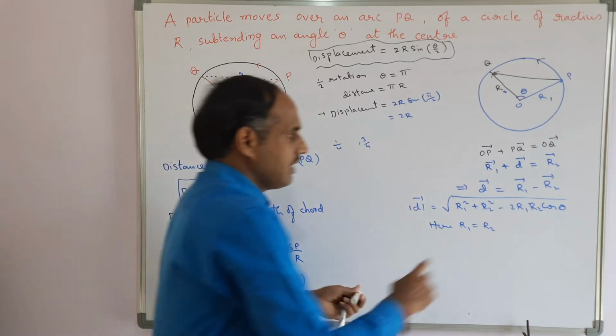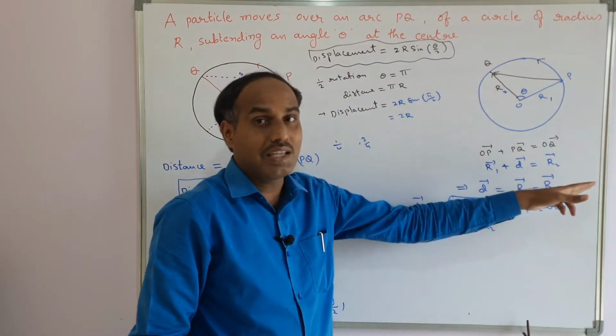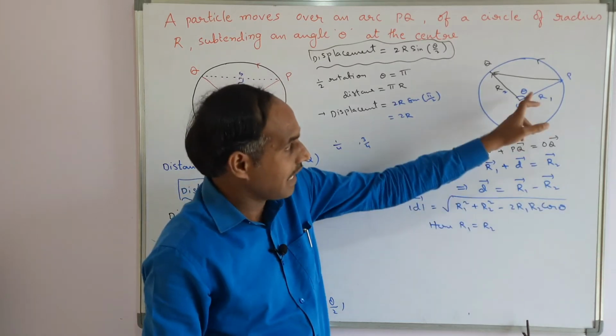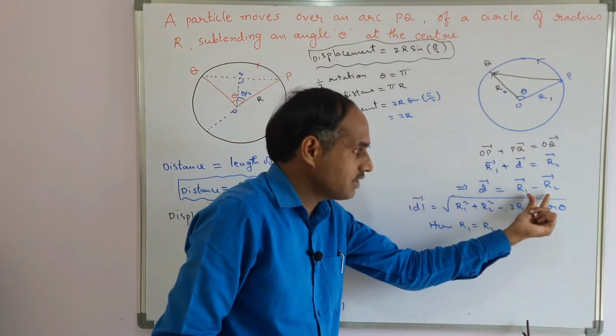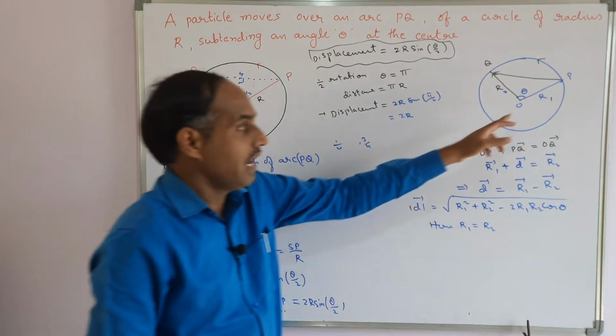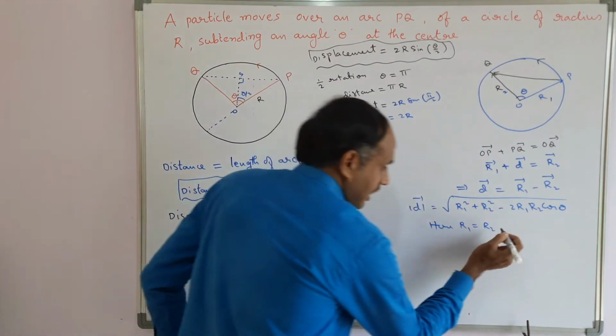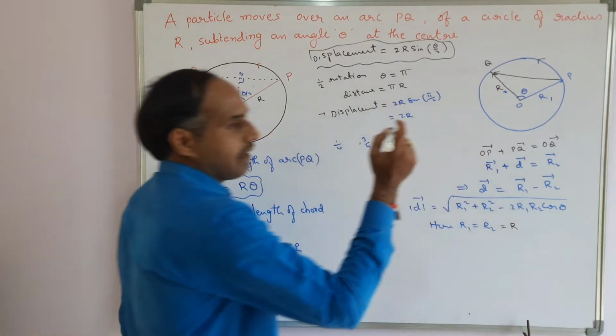Why? Because if you write R bar minus R bar, it is not 0, please. It is 0 only when the angle between them is 0. But here the angle between them is theta, so it is not possible to write R bar minus R bar equal to 0. That's why, to avoid confusion, at first I took R1 and R2, and now I take R1 equal to R2, that is equal to R.